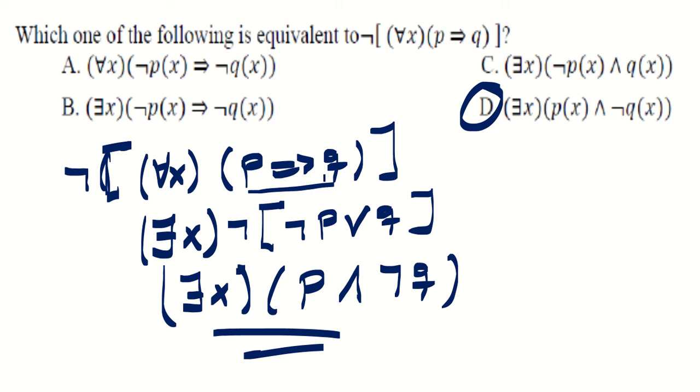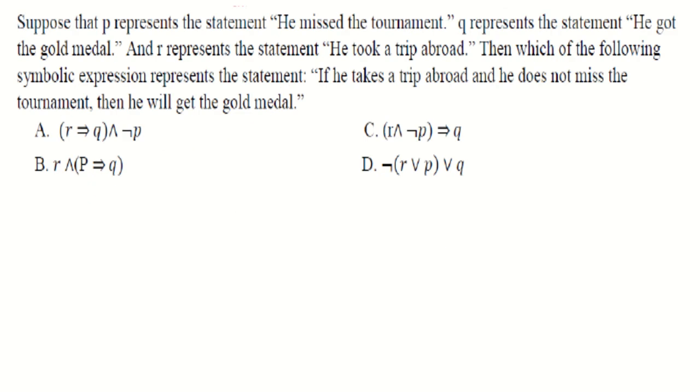P implies Q by itself is negation P or Q. So when you distribute, negation will be positive, and negative positive will be negative, but the or will be changed into and. This thing needs revision. There is no calculation here. It's more of a logical statement.